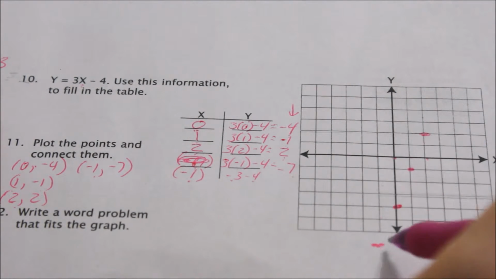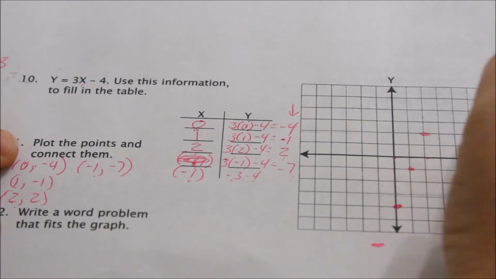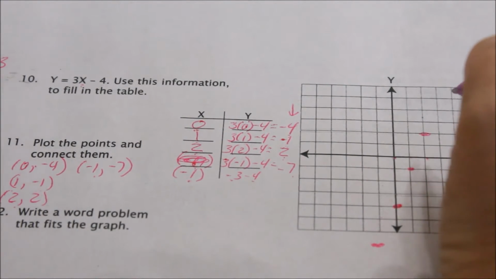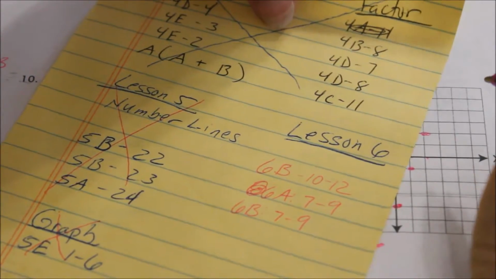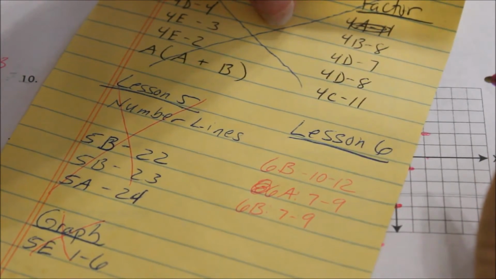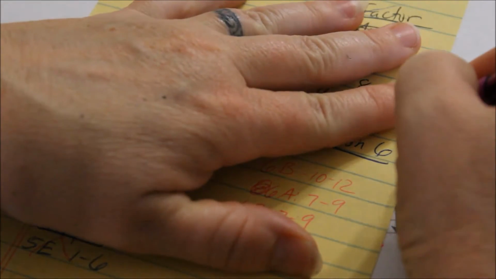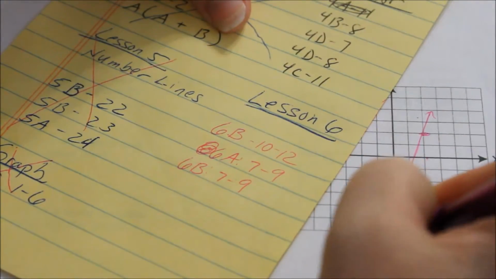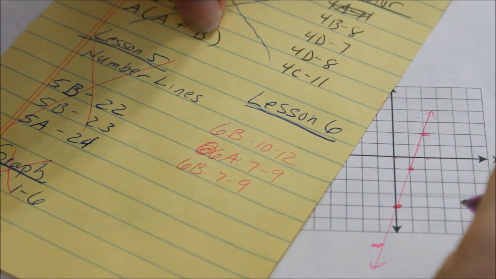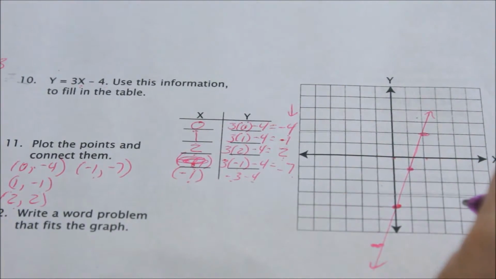So I recommend getting a straight edge and connecting all these. I don't have a straight edge on me, so I'm going to use my piece of paper right here that I have. Line these all up with my points, and then you can draw a line connecting your points. And your points should form a straight line.